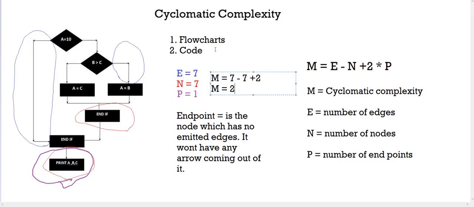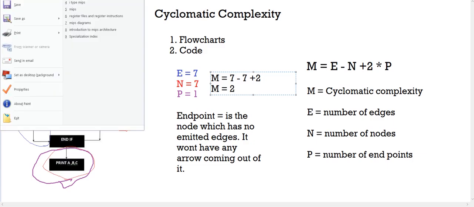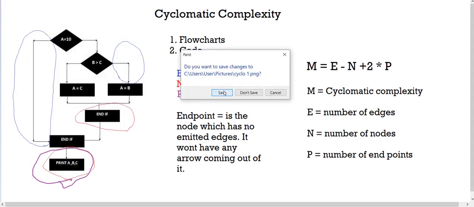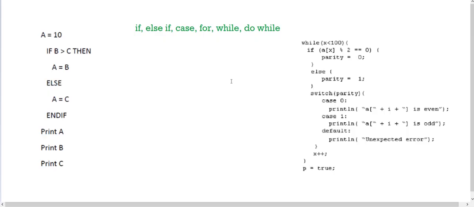And now let's move on to the code. Alright then. So we've looked at how to calculate the cyclomatic complexity from a flowchart with our M equal to E minus N plus 2P formula. Now we have a simpler formula to calculate cyclomatic complexity directly from code. When applying this formula, you don't need to draw the flowchart for the code.